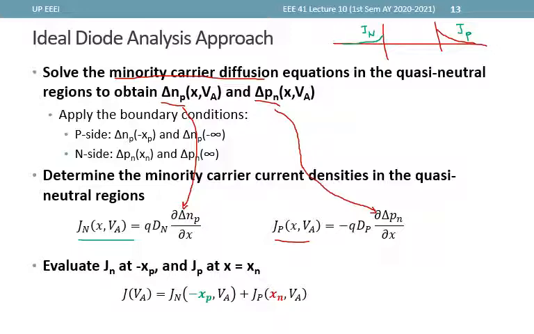So once we get that function, following the procedure we have highlighted, we'll get their values at the edges. So J_n at minus x_p, that is this term. And we'll add that to the value of J_p at x_n, that is that term, which enables us to get the total current J, which is no longer a function of position.